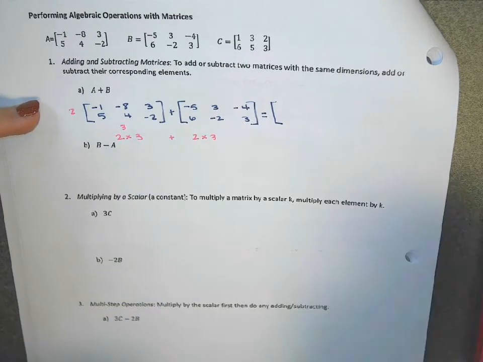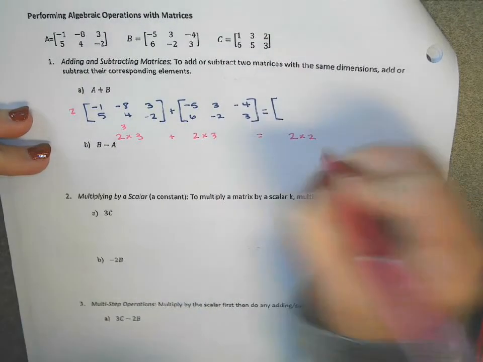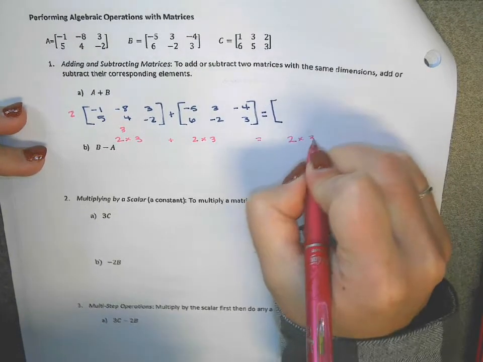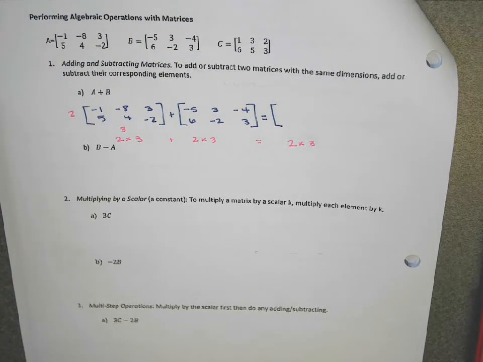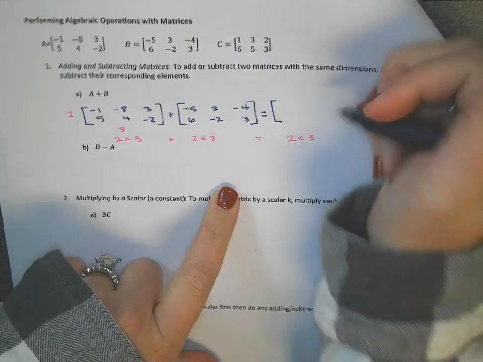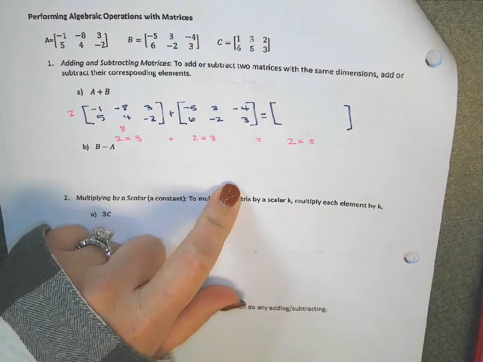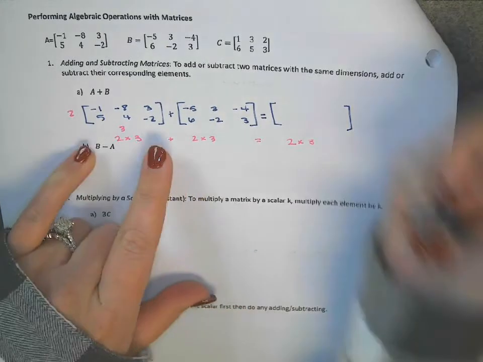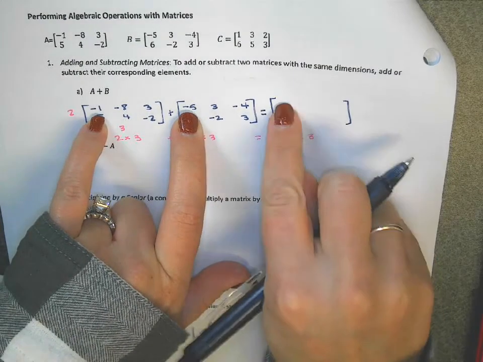Since you have a 2 by 3 plus a 2 by 3, you can do that, and your answer is also going to be a 2 by 3 matrix. You'll see why this is important after lunch, because there are other weird situations that happen when we multiply matrices. So our answer is going to be a 2 by 3. This one you can show a workbox if you want.